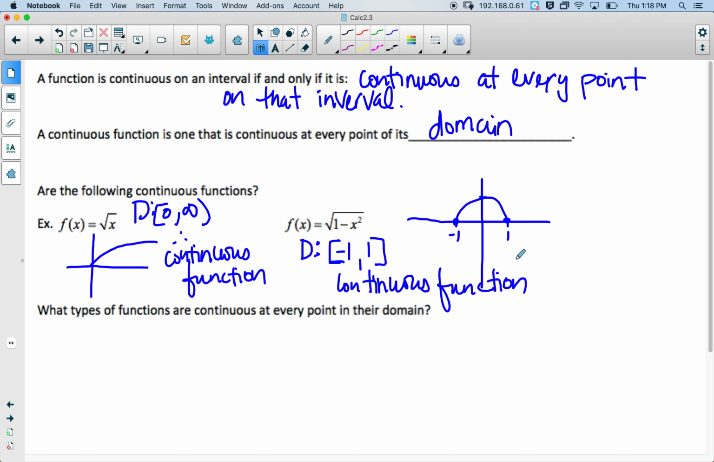I think in your notes you have one more. F of x is equal to 1 over x. And that looks like this. And the domain are all real numbers except for 0. And it actually is continuous on those. So the domain is x cannot equal 0. And it is continuous on its domain.